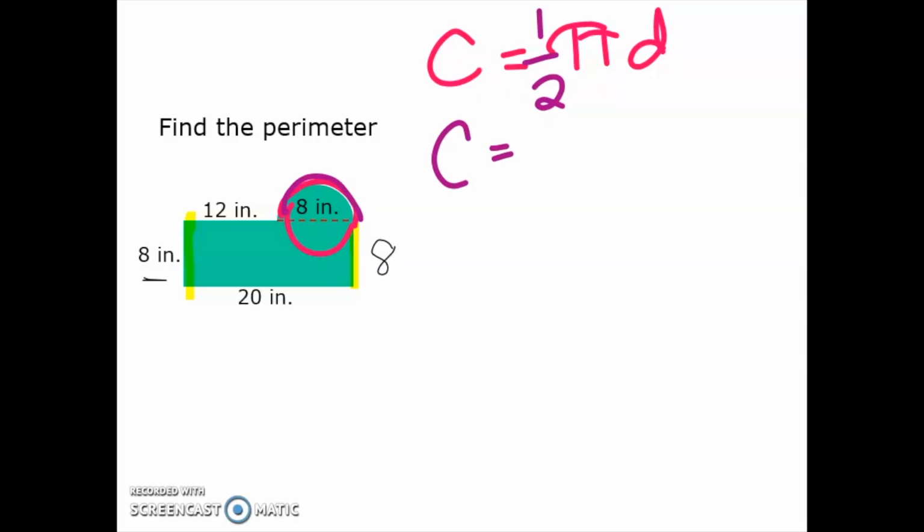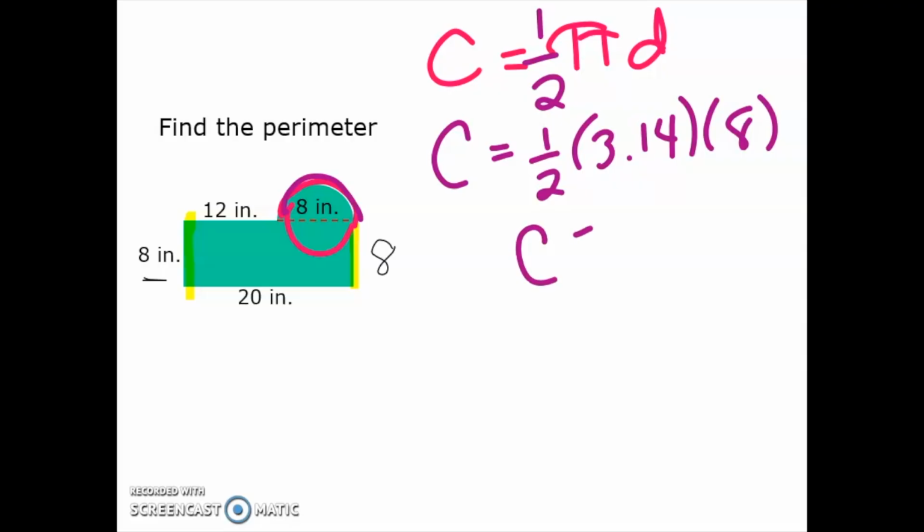So I have circumference equals 1/2, because I'm only looking at half of a circle, times 3.14 times my diameter of 8. At this point, feel free to use your calculator. For 1/2, I'm typing in 0.5 times 3.14 times 8, and I find that that purple distance is 12.56. So I can write that in here. Now I'm ready to go ahead and find my perimeter around the entire shape.